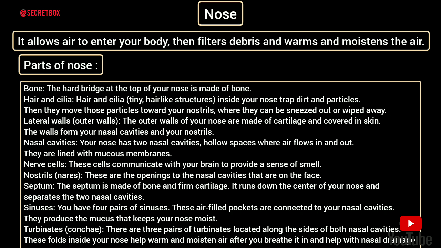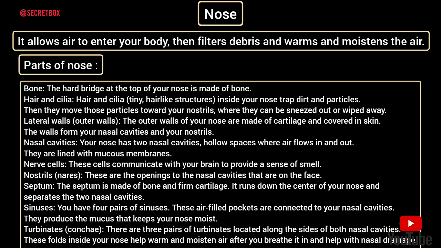Nasal cavities. Your nose has two nasal cavities, hollow spaces where air flows in and out. They are lined with mucous membranes and nerve cells. These cells communicate with your brain to provide a sense of smell. Nostrils: these are the openings to the nasal cavities that are on the face.